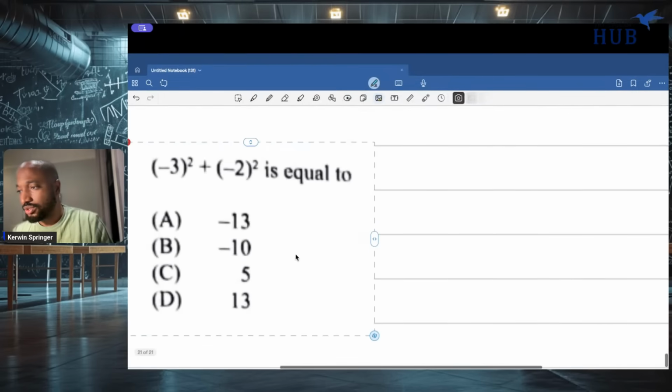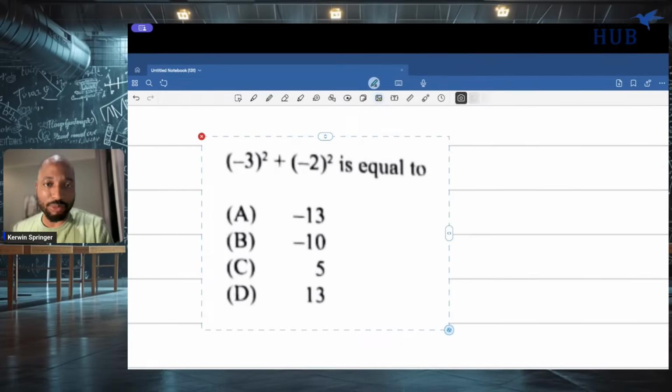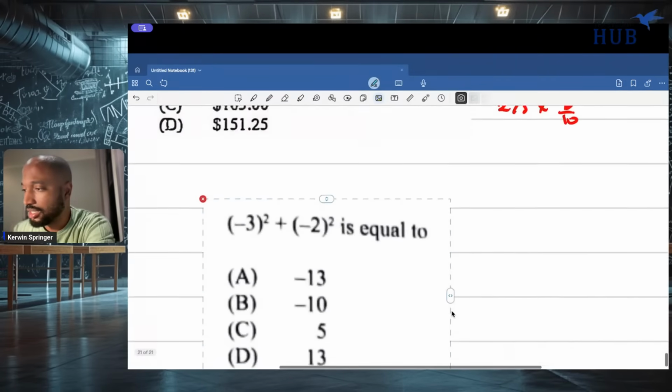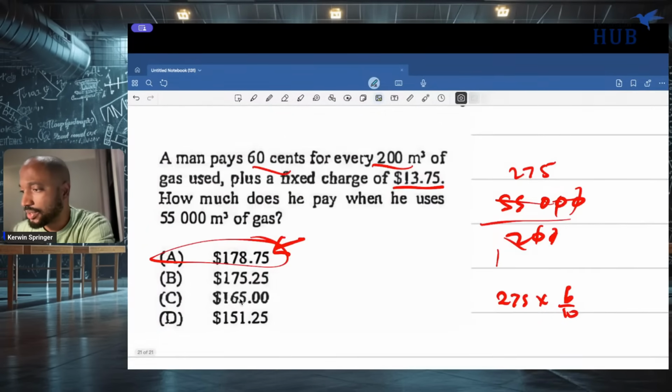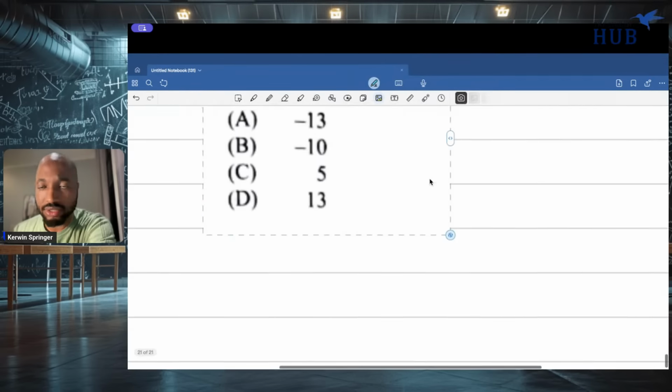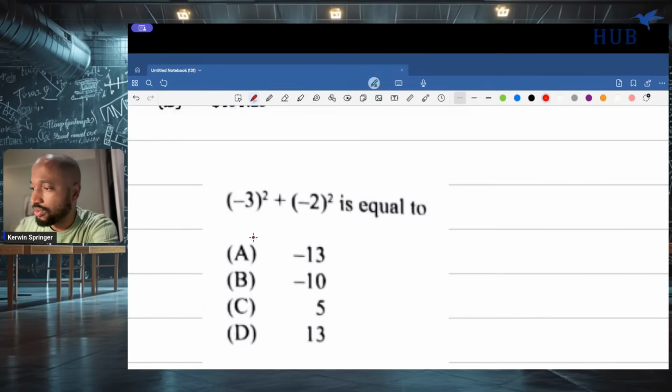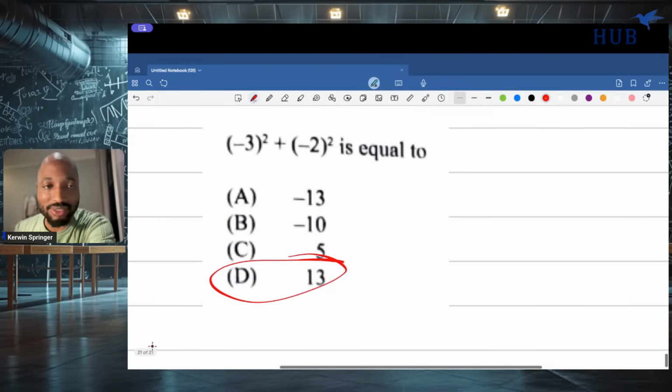What's the answer for this, folks? I'll do this one in the meanwhile. That's normally the first question on the paper, for real papers. Wait, D? I'll get the correct answer for this, right? Although you get the 165, you have to add the 13.75. So that's why it's A. And the answer for this is 9 plus 4. So D. This is the first answer on the paper.